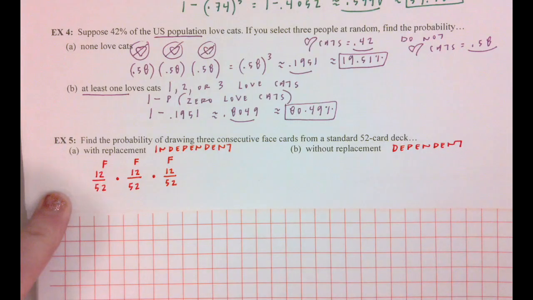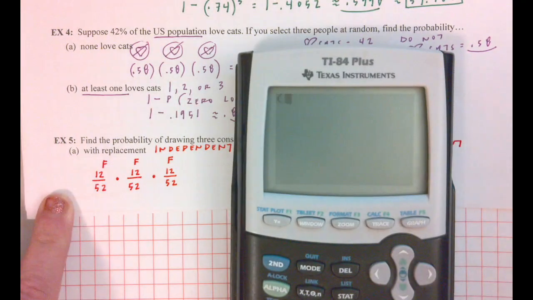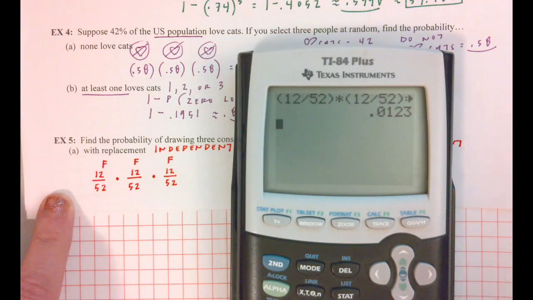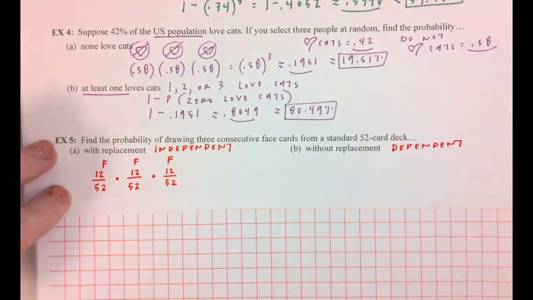So again, if I type that in, parentheses, 12 out of 52 times 12 out of 52 times 12 out of 52. There we go. It's going to give it to me as a decimal, but I'm going to say math frac. Turn it into a fraction. So I get 27 out of 2,197.